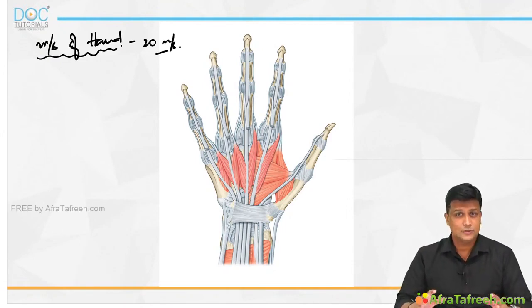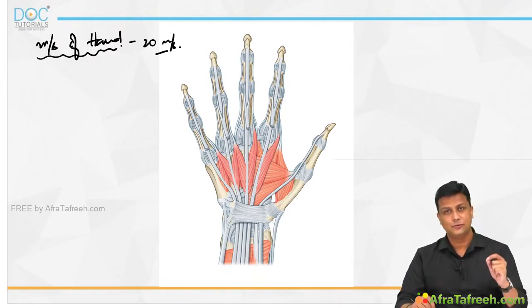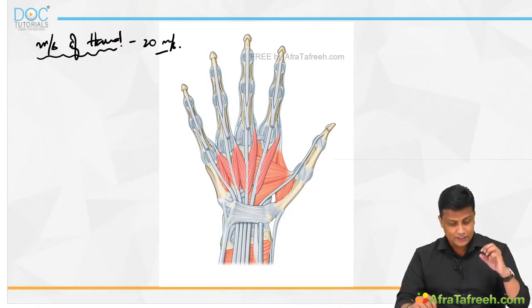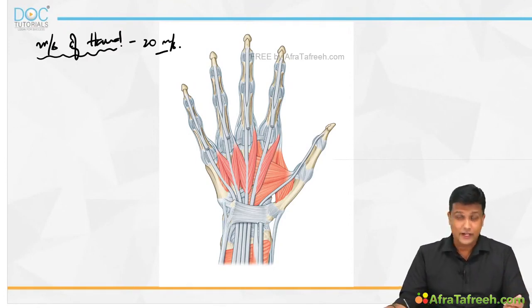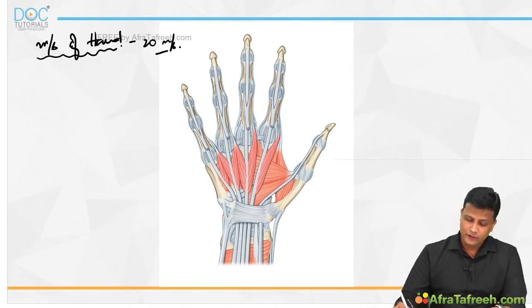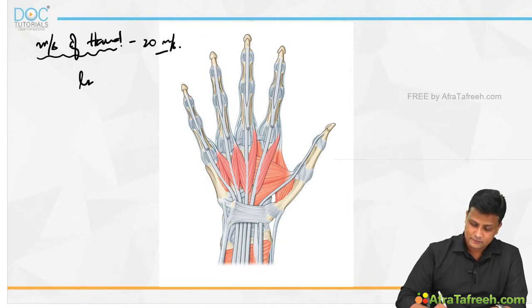Out of all these 20 muscles, we are going to focus mainly on the attachments of those muscles right now. I'll tell you exactly what question was asked in 2020 as well as in 2019, based on the attachment. Now, the diagram that you are able to see on the screen here shows the lumbricals.